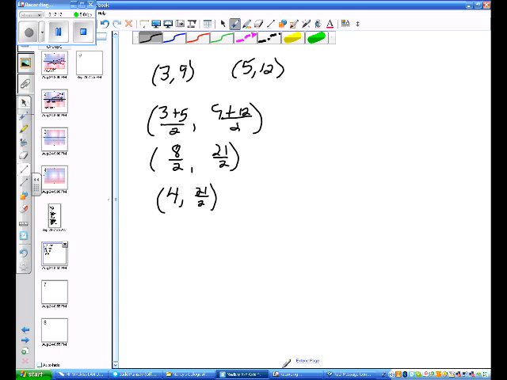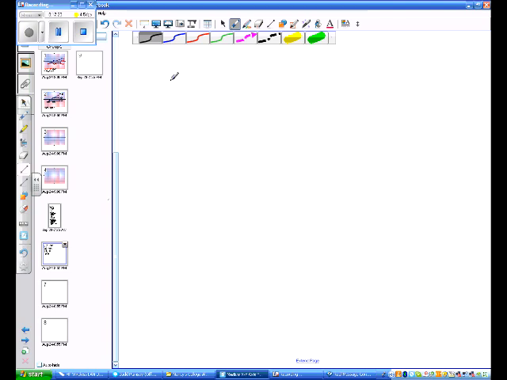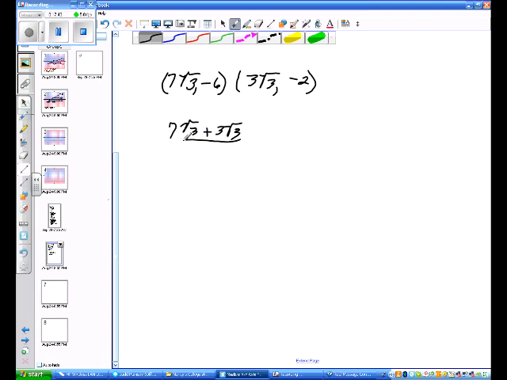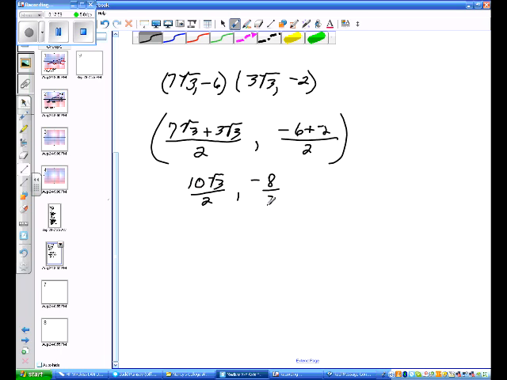Now, it doesn't matter what our points are. We go through and we do the same process. If we have the point 7 square root of 3, negative 6, and 3 square roots of 3, negative 2. Well, then our midpoint is going to be the average of our x's and the average of our y's. So that would be 10 square roots of 3 divided by 2. This would be negative 8 divided by 2. And we can divide our coefficients. So this is 5 square roots of 3, negative 4. And that would be our midpoint.